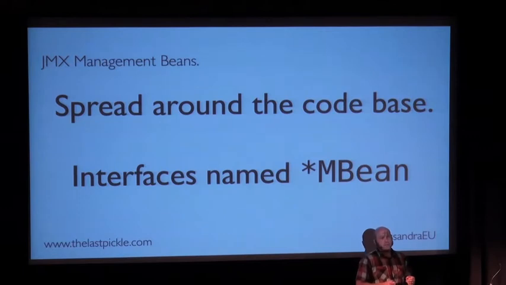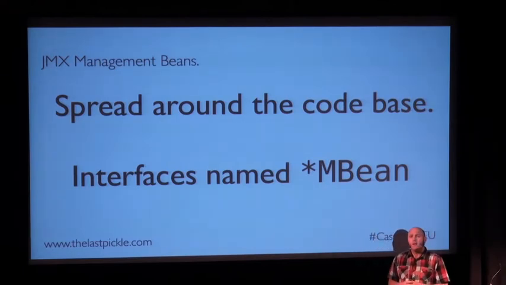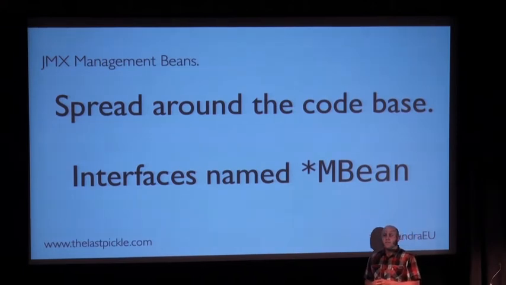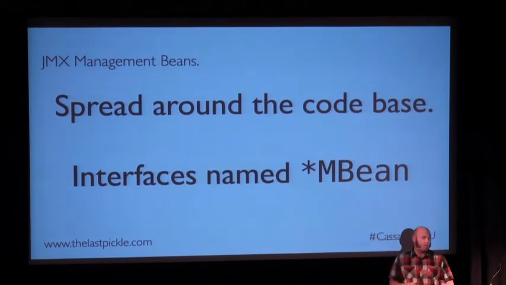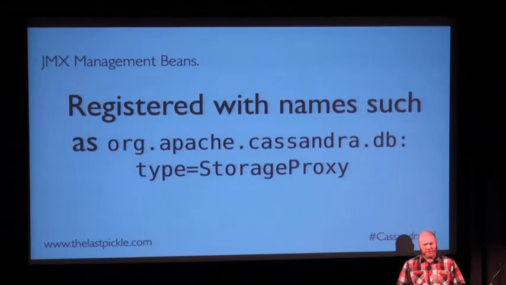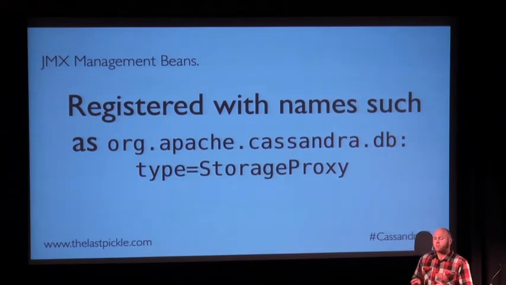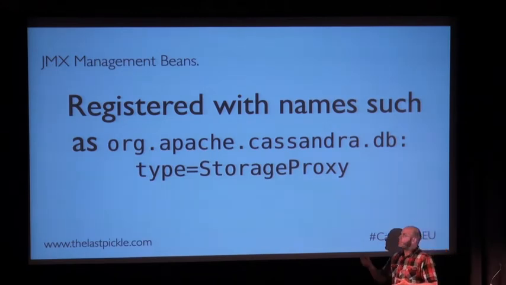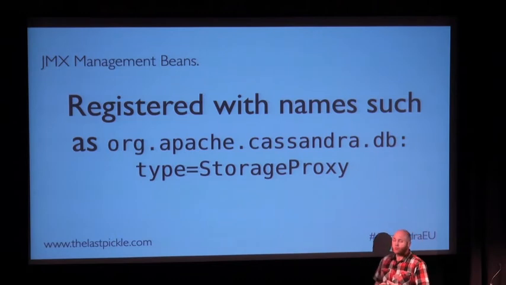All those interfaces end with MBean. You can search for them in the code and find them. And they all have pretty good documentation on them to explain the functions and the properties that they have. And they're implemented in a way that makes a lot of sense. There's a StorageProxyMBean. It's implemented by the StorageProxy class and exposed as org.apache.cassandra.StorageProxy. So pretty easy to track down.